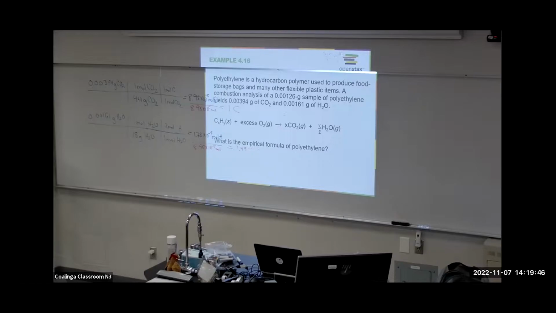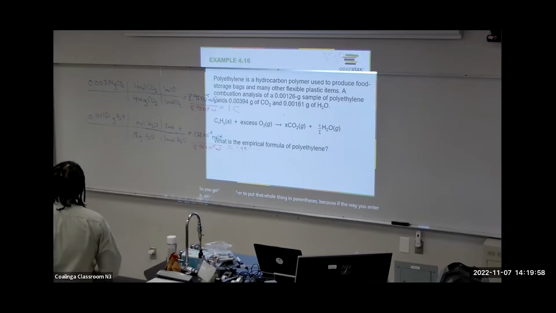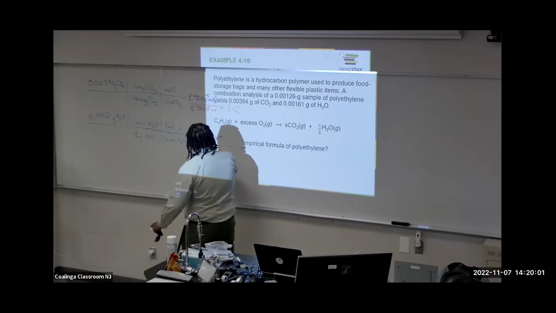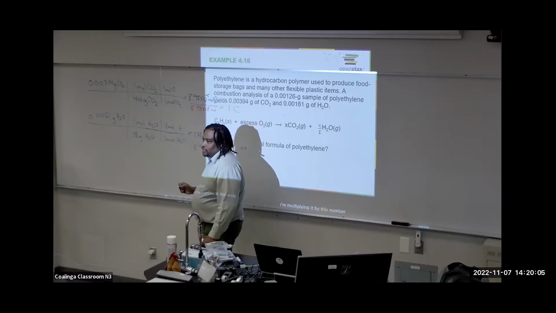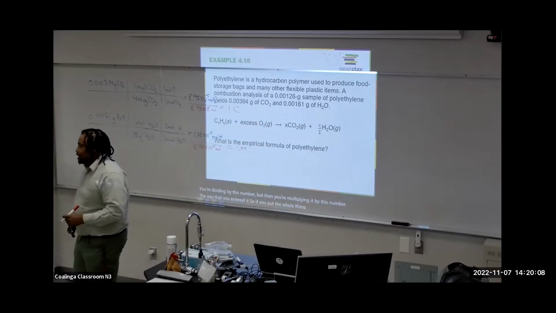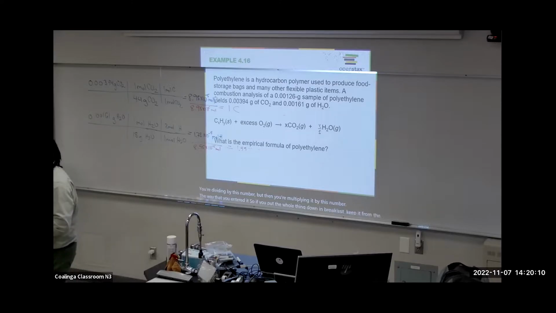Yeah, 1.99. No. So you have to remember to put that whole thing in parentheses, because when you enter it, what you're doing is dividing by this number, but then multiplying it by this number. So put the whole thing in parentheses. You get 1.99, but not 10 to the negative... 1.98 to the negative 10. It's supposed to be 1. It should be 1.